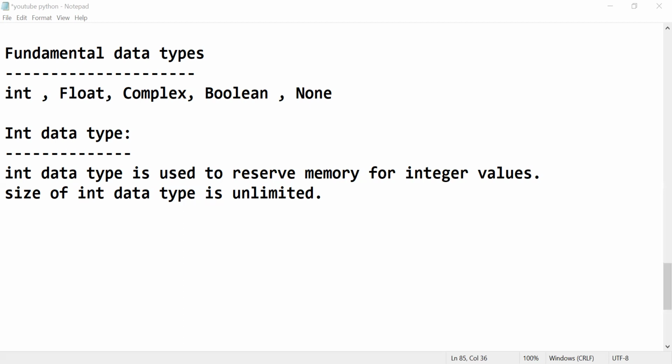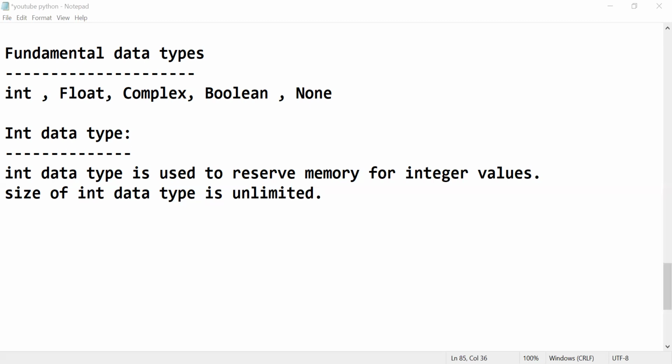Import sys, guys. If you want to know the size of the variable b, use sys.getsizeof(b). See, guys, the size of variable b is 40. The size of the int data type is unlimited. We can store unlimited data in the int data type, guys.